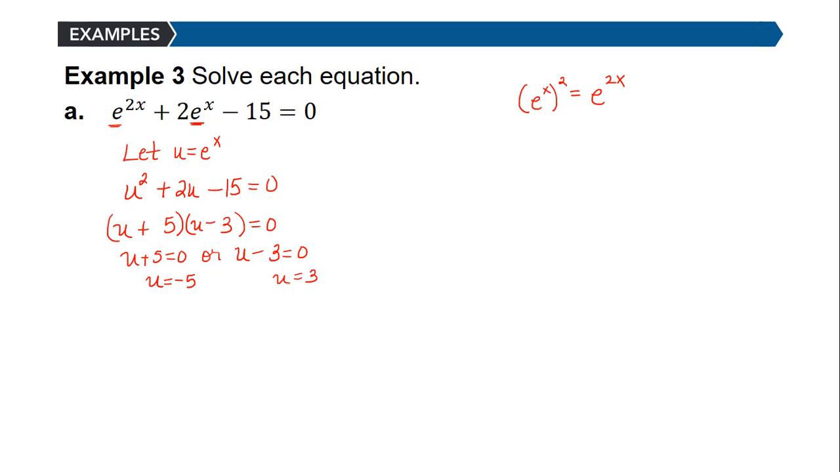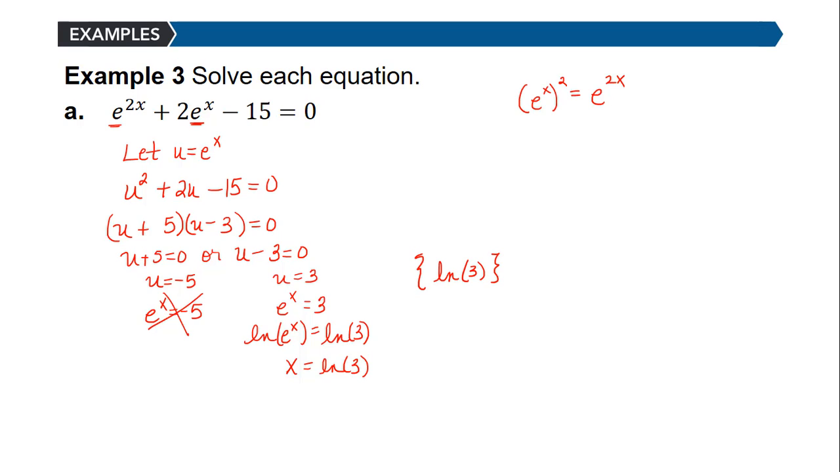But remember, we're not solving for u, we're solving for x, so we would rewrite this as e to the x equals negative 5, or e to the x equals 3. Well, e to the x equals negative 5 is a contradiction because e to the x is never a negative number, so that will not give us a solution. To solve e to the x equals 3, we can take the natural log of each side, to get the natural log of e to the x equals the natural log of 3. So x is the natural log of 3. Now again, you could approximate that on your calculator if you wanted to, but the precise answer is the natural log of 3.